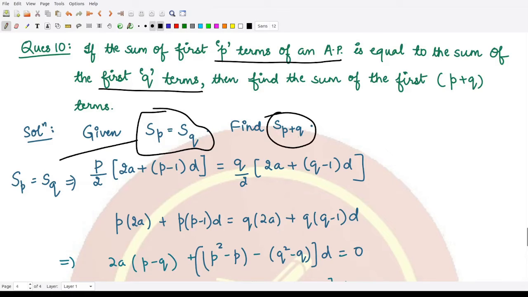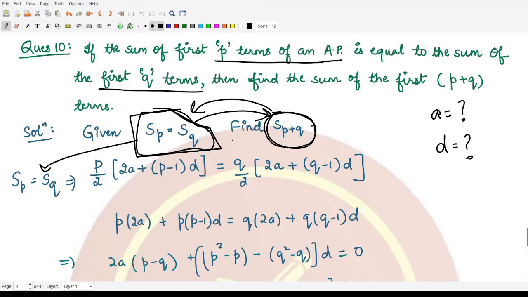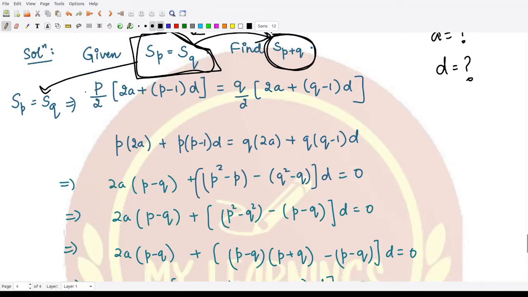So because it is given that S_p is equal to S_q, we can apply the formula here. No information about the first term and no information about the common difference is available to us. So that means in order to calculate this S of p plus q, we are solely dependent upon this relation. So we only have to use this relation in order to calculate the value of S_(p+q), correct? So let's solve and simplify this.